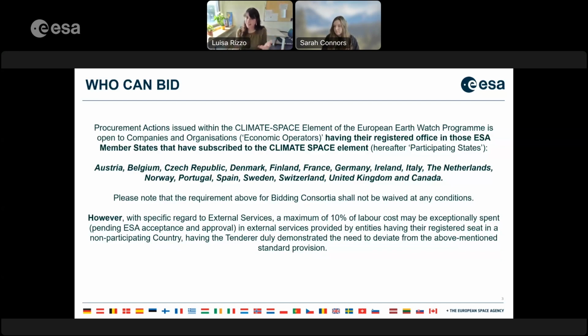However, since we in ESA are always seeking diversity, we may exceptionally accept a small share of the price being spent outside the climate space member or participating states, apologies, only if this contribution can be registered as external services. So formally speaking, we cannot accept any subcontractor in the consortia that is from a country that is not part of the climate space program.